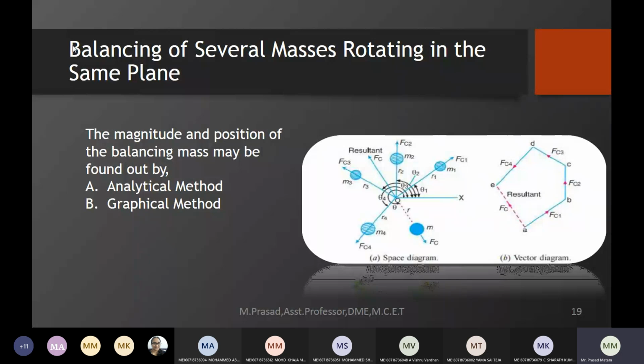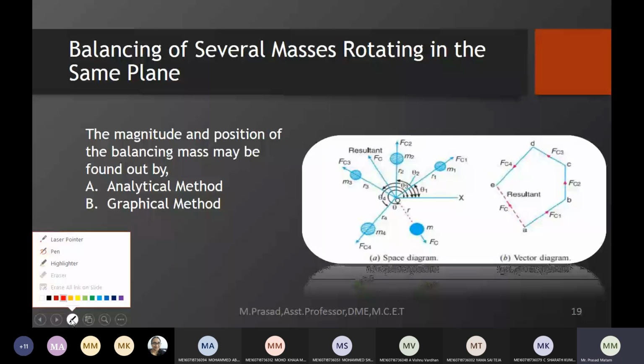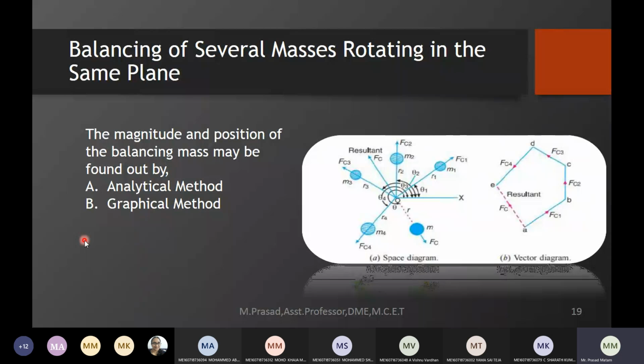First, we have discussed the balancing of single rotating mass in a single plane. Second case is balancing of single mass by two masses rotating in two different planes. This can be done by two methods. That is, disturbing mass is in between the two balancing masses, case 1, and case 2 is the disturbing mass on either left side or right side. Suppose if the disturbing mass is on the left side, these two balancing masses are on the other side.